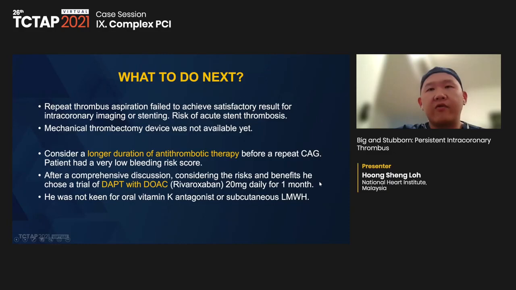Just for the knowledge, there is no guideline regarding this therapy for such a case to date. He was also not keen on an oral vitamin K antagonist or subcutaneous low molecular weight heparin because the patient would need to repeat his INR frequently, and also he would have to stay in the hospital to continue the injections. So he decided to be discharged first, and continue on the dual antiplatelet therapy and also the rivaroxaban for 1 month.